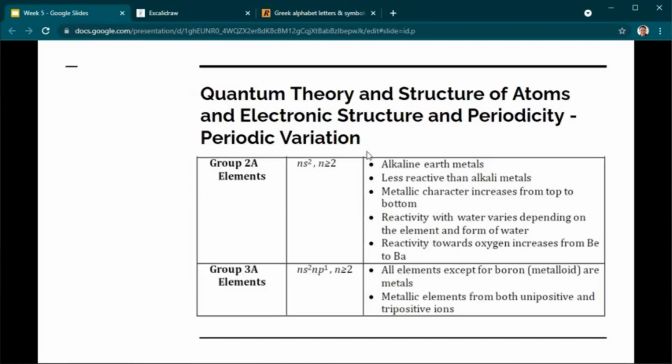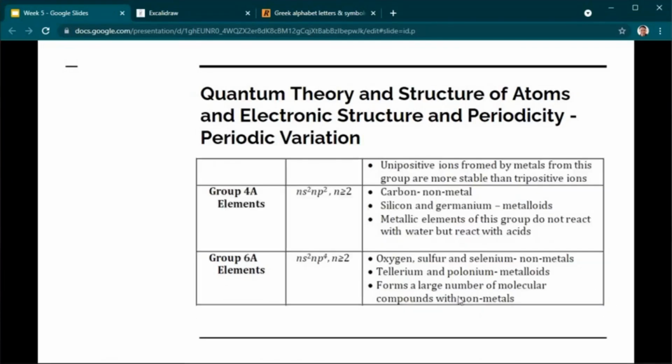Group 2A, they are alkaline earth metals. They are less reactive than alkali metals. Their metallic characteristic increases from top to bottom. The reactivity with water varies depending on the element and form of water. The reactivity towards oxygen increases from beryllium to boron. Group 3 elements. All elements except for boron are metals. Metallic elements form both unipositive and tripositive ions. Unipositive ions formed by metals from this group are more stable than tripositive ions.